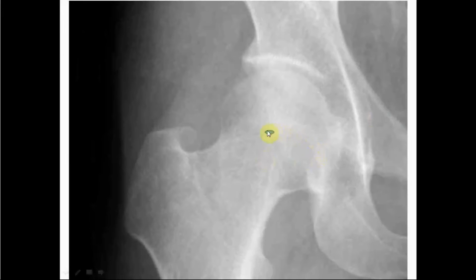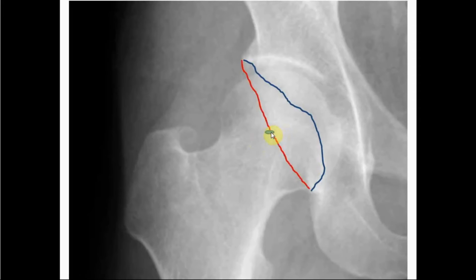This is the normal hip joint. As we can see, this is the center of the femoral head. The anterior acetabular wall traverses medial to the center of the femoral head, so it is never lateral to the center of the femoral head. Whereas the posterior wall of the acetabulum crosses the center of the femoral head, or it can be slightly lateral to the center of the femoral head.